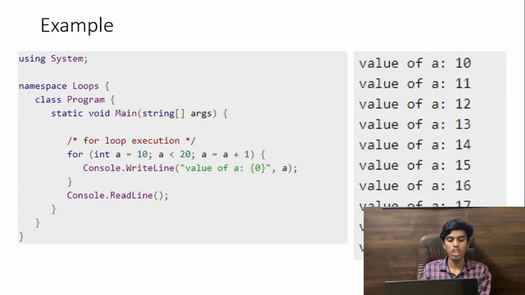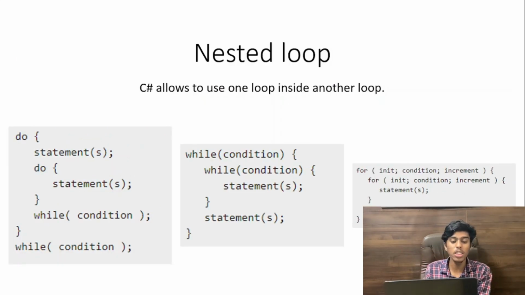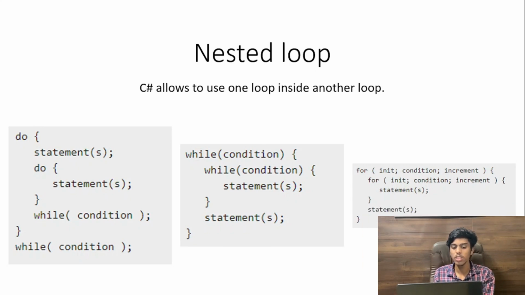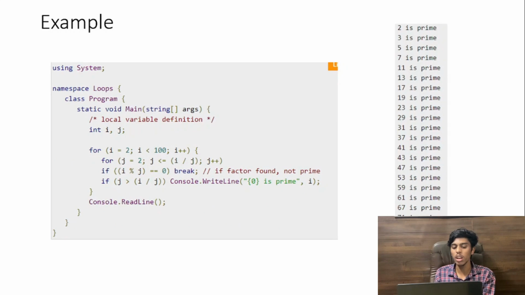And next is the nested loop. A nested loop allows you to use one loop inside another loop. So basically you can use a loop inside a loop, through which you can efficiently do multiple iterations. And you can see the syntax of it. There is a for loop inside a for loop, and this is the example of a nested loop.